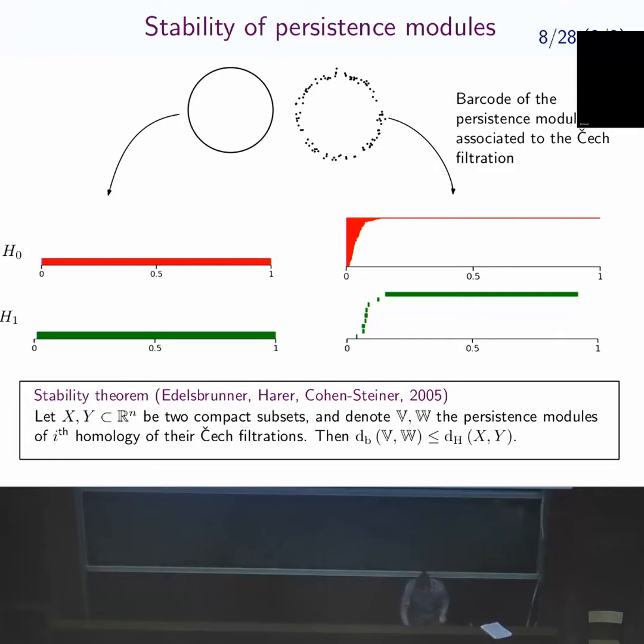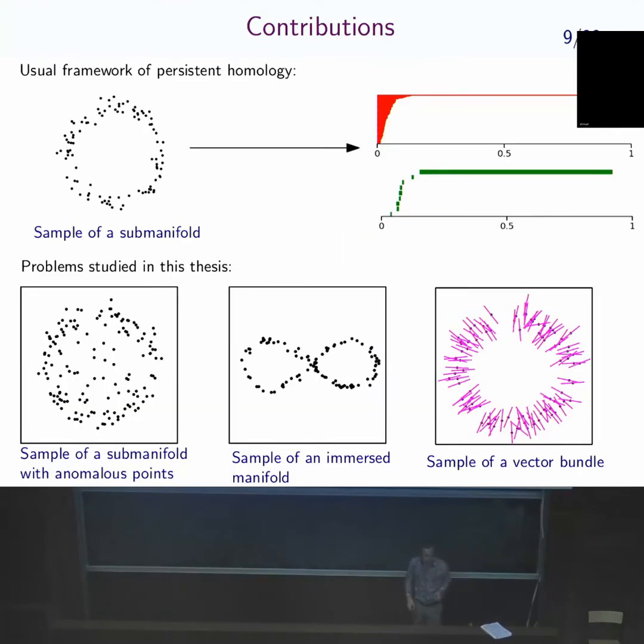Okay, so this is the initial setting of persistent homology. You have a point cloud, you build filtration, persistence modules, and you compute the barcode, and you hope to read topological information in this barcode. However, the hypotheses to apply this method are a bit restrictive, and the work of my thesis consisted in expanding the possibilities of application of persistent homology. It is divided into 3 works that I'm going to present one after another.